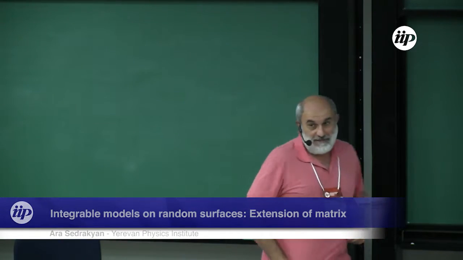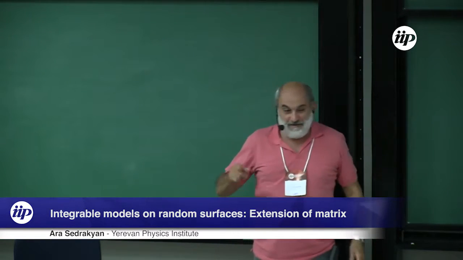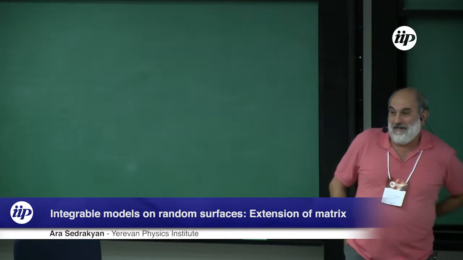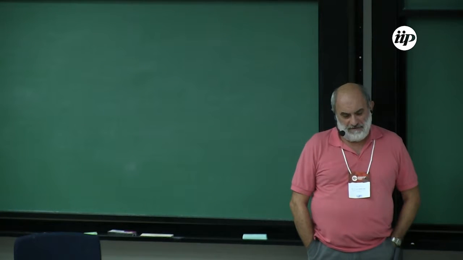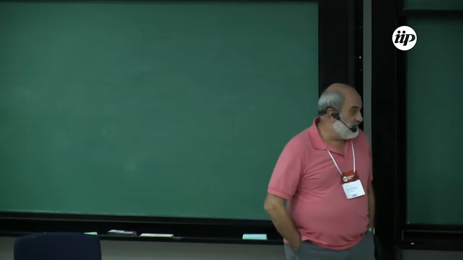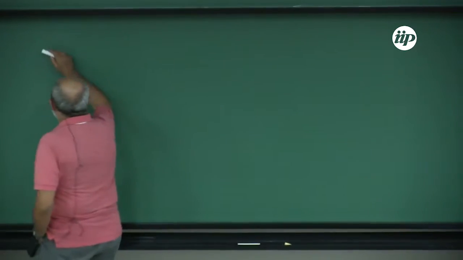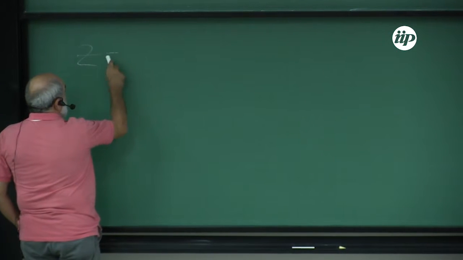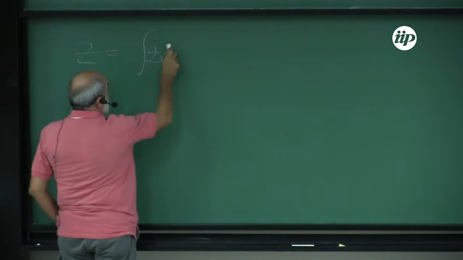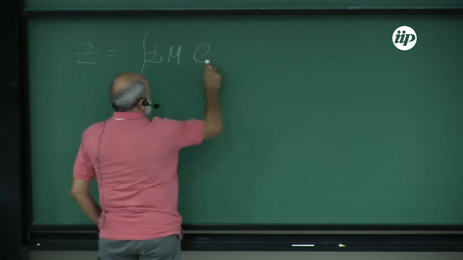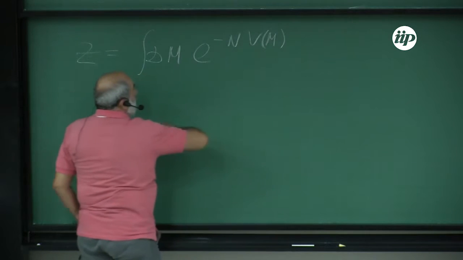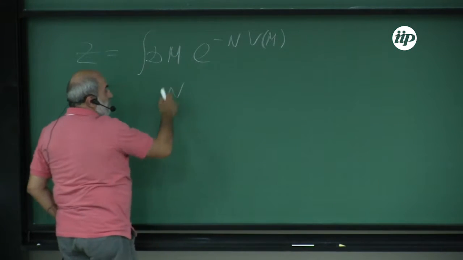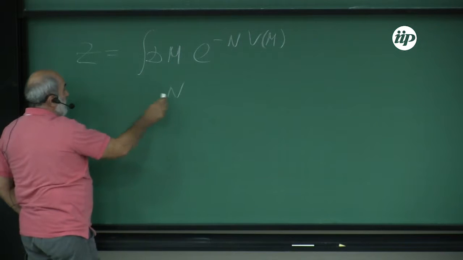So let me remind you the end of my previous talk about standard matrix models. What was the result? One can consider a model with Hermitian matrices with some potential. N is a large number, and matrices M are Hermitian N by N.